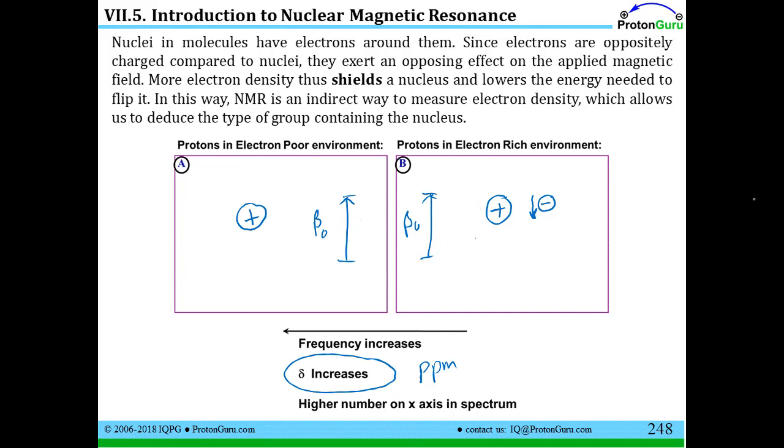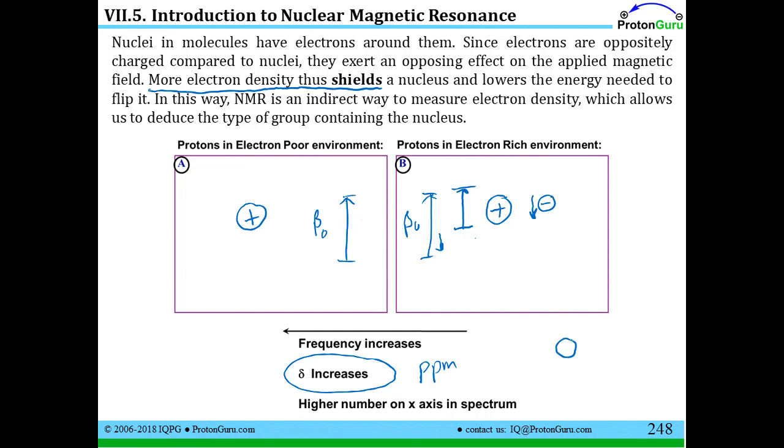Now, what that means is that this little proton sitting here is experiencing a magnetic field going down from this electron and a magnetic field going up from the instrument. So overall, what it's experiencing is this field minus this field. So it's actually experiencing a smaller field than over here, where you see this is experiencing the full field of the instrument because there are no electrons around it. So the take-home lesson of all of this is that more electron density shields a nucleus and lowers the energy needed to flip it. So in this way, the NMR chemical shift is an indirect way to measure electron density, which allows us to deduce the type of group containing the nucleus.